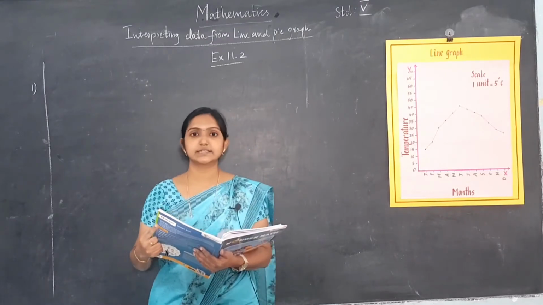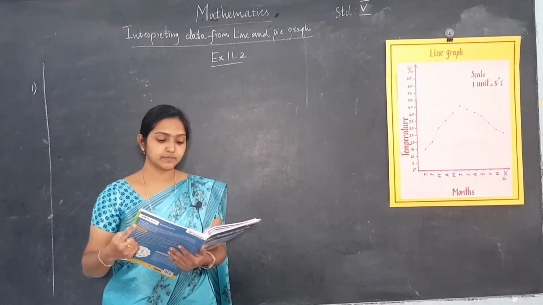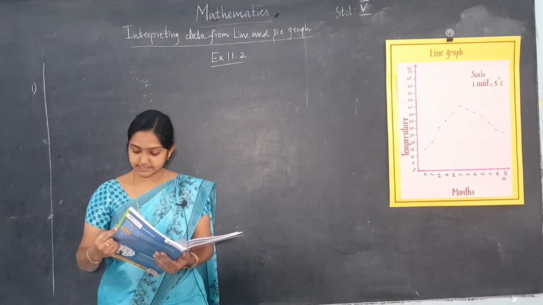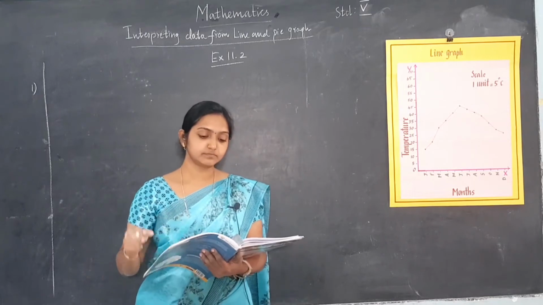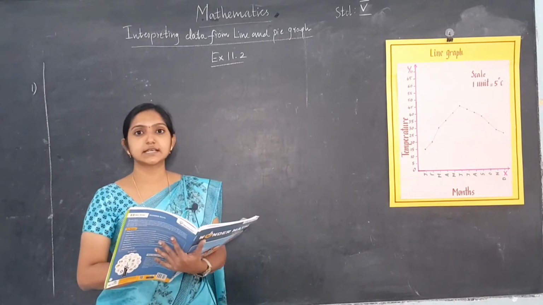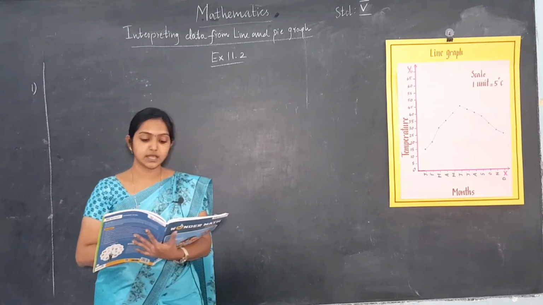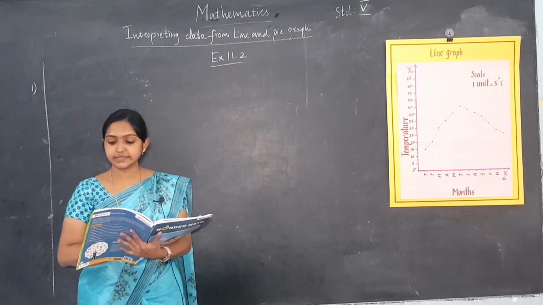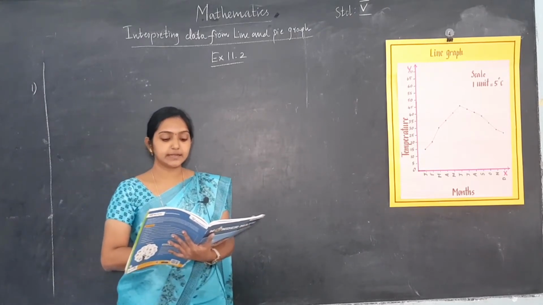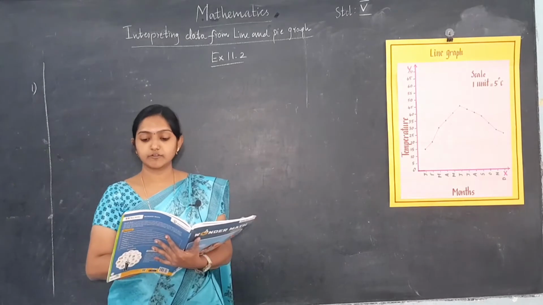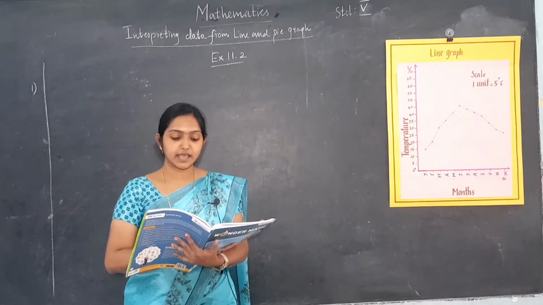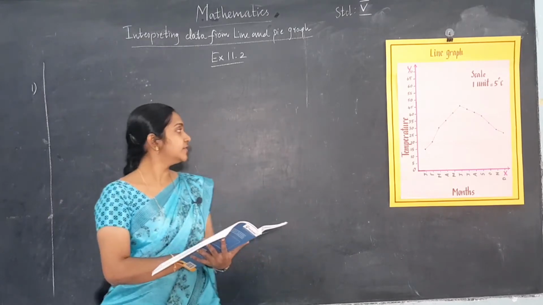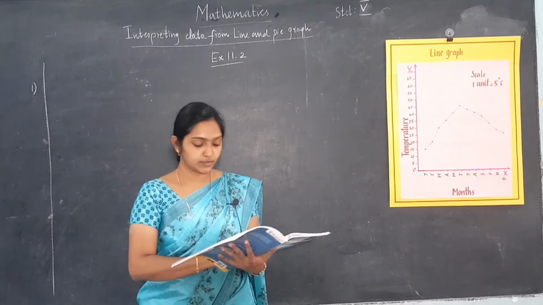Now we are going to solve exercise 11.2. The first problem is in page number 65. Take page number 65 in your book. The first problem is Atul records the average monthly temperature of a place for the year 2018 and represents the data with the help of a line graph. Study the graph and answer the questions that follow. A list of questions is given. We are going to look at the graph and answer the questions.